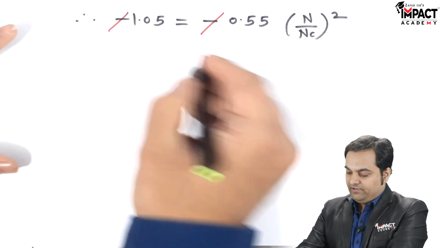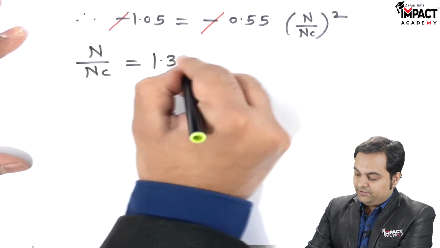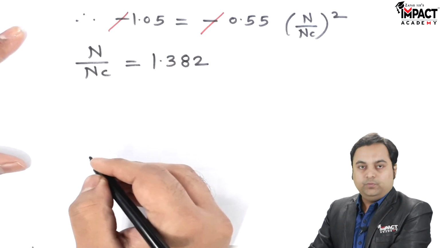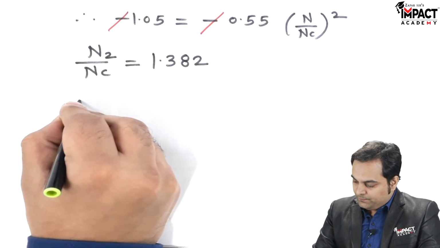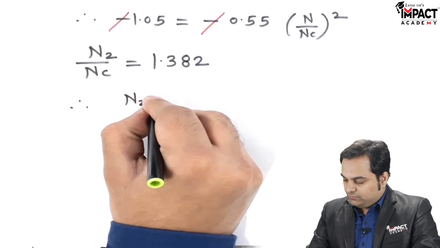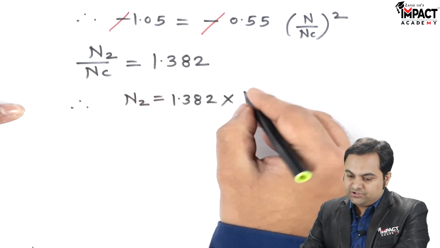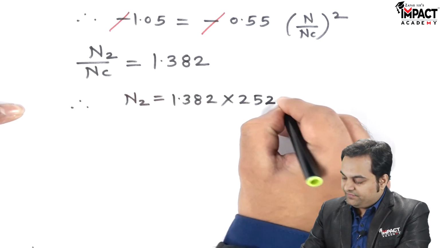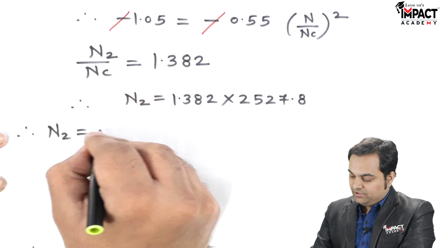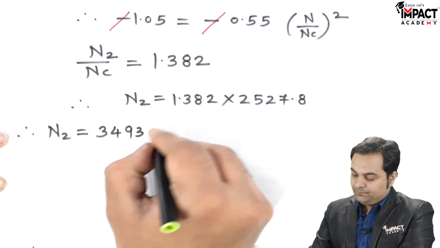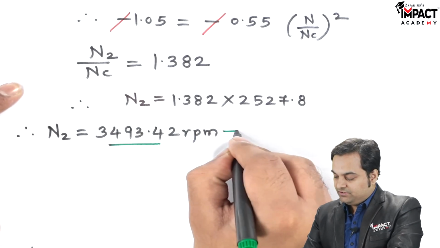So therefore the ratio of n upon nc, in a similar manner we can calculate it, is 1.382. And now since we are going to find the second speed, I am denoting it as N2. So N2 will be equal to 1.382 multiplied by the critical speed, which is 2527.8 rpm. So the N2 value comes out to be 3493.42 rpm. Now that's the third answer.